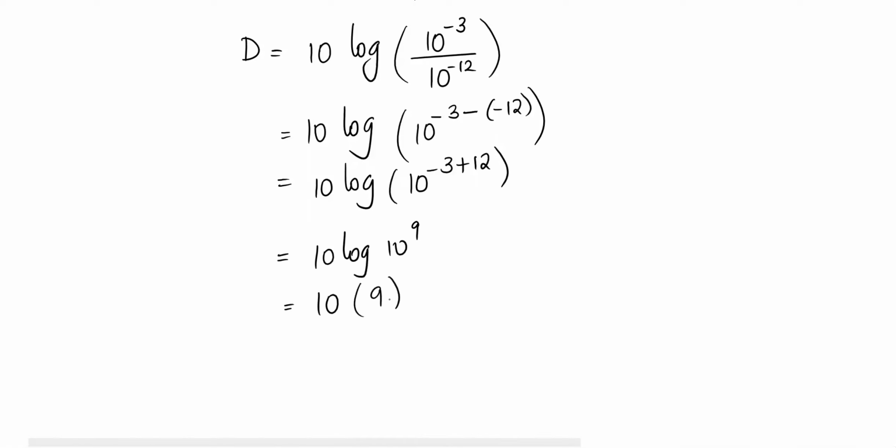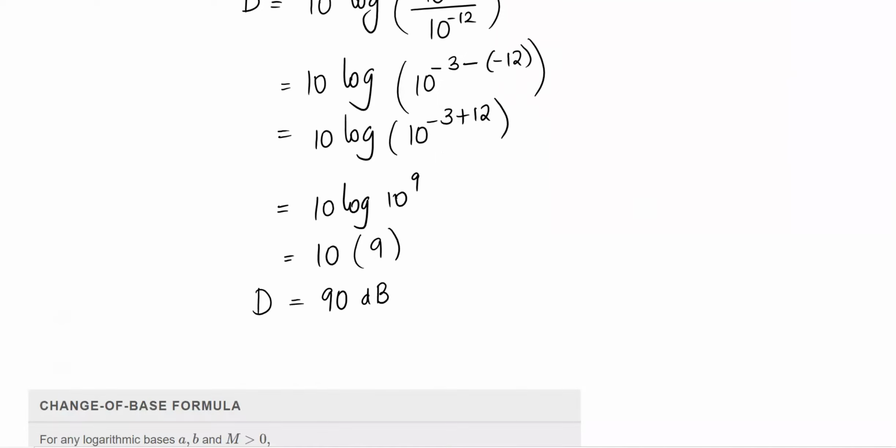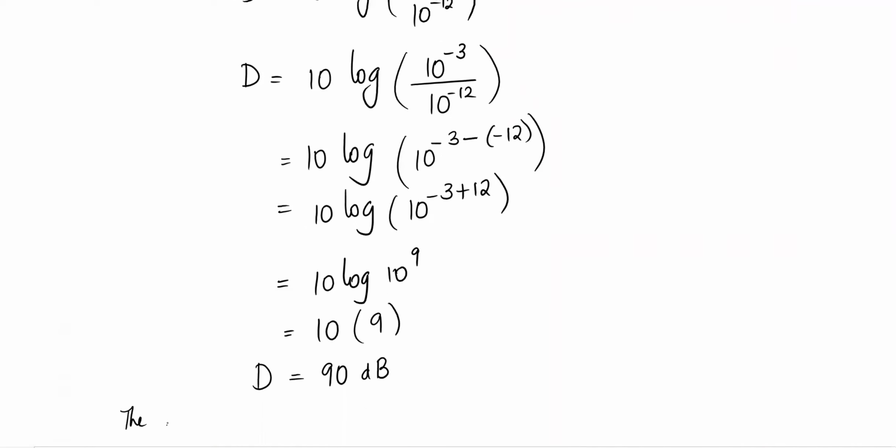Actually, there is a rule, a property of logarithm that relates to that. Because we are non-STEM, we did not have to go into details about that. So we could actually execute this using the calculator, and therefore we have this. The D is 90, or the 90 decibels. So as you can see, they're asking us what is the decibel level for heavy city traffic. We can say the decibel level is 90 decibels for heavy city traffic.